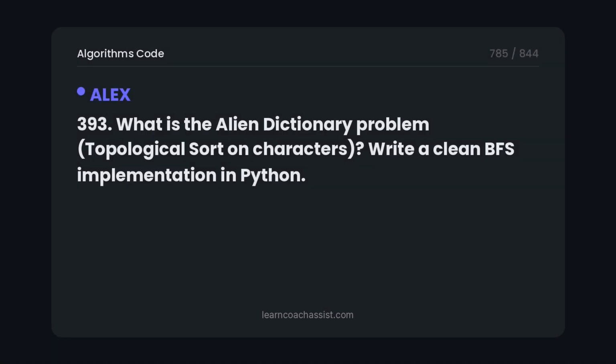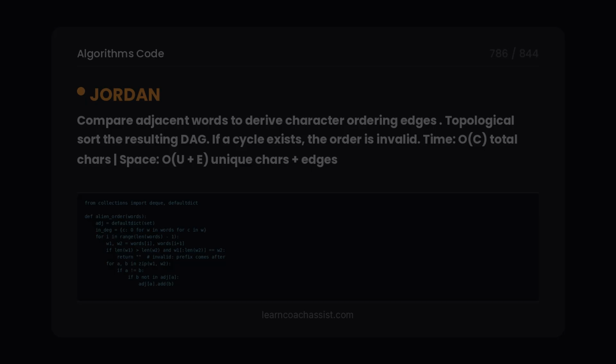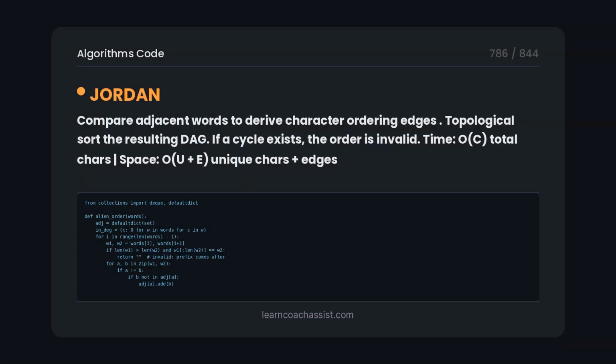393. What is the alien dictionary problem? Topological sort on characters. Write a clean BFS implementation in Python. Compare adjacent words to derive character ordering edges. Topological sort the resulting DAG. If a cycle exists, the order is invalid. Time O(C) total chars, space O(U+E) unique chars plus edges.